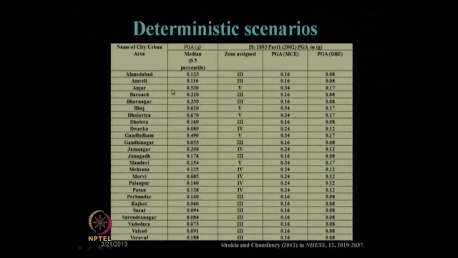These can be one of the reasons, that the actual value of PGA for deterministic seismic hazard or probabilistic seismic hazard we will get is on the higher side than the value for which it was designed using the earthquake code of the previous version, that is the 1984 version. Okay?